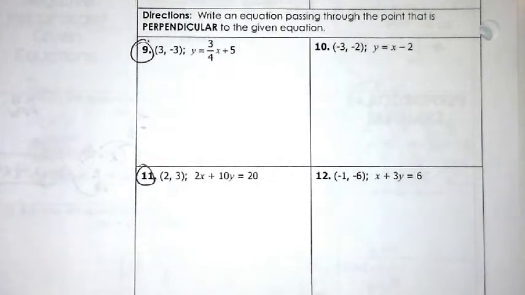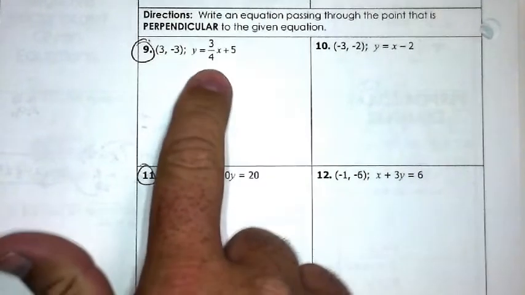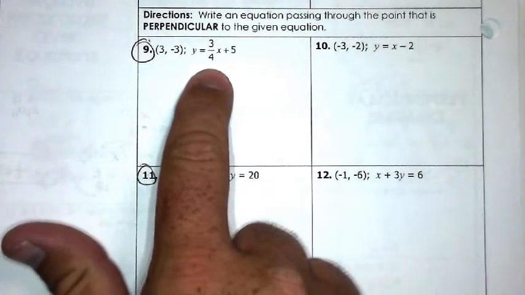Remember, we got opposite reciprocal slopes. So make sure you take the slope you're given and make it opposite, so a positive becomes a negative, and then flip your fraction. Everything's the same. You still use point slope. The only difference is you change your slope. You still use the point slope formula, though.